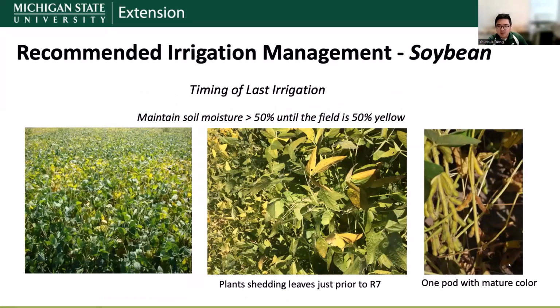When we think about the last irrigation for soybean, make sure you maintain the moisture level greater than 50% until the field is 50% yellow. Another way to check is to look at one pod of soybean: if it has changed to the mature color, then that's the time that you can stop the irrigation.